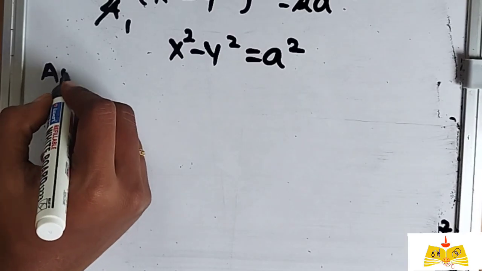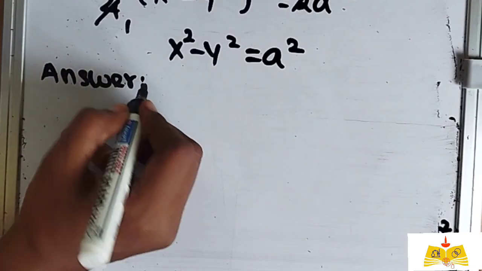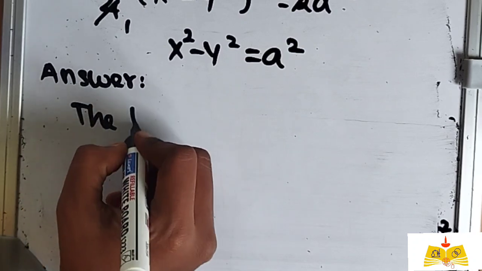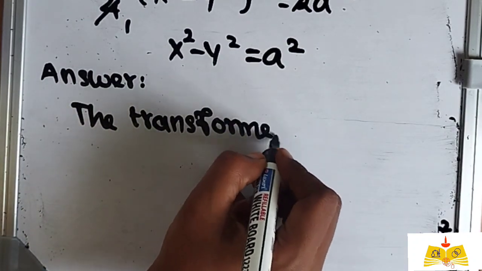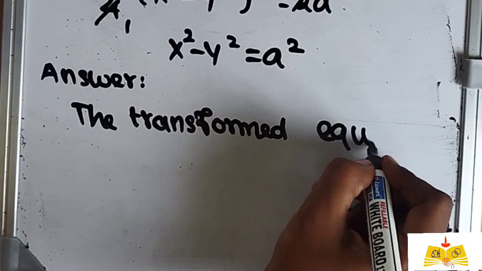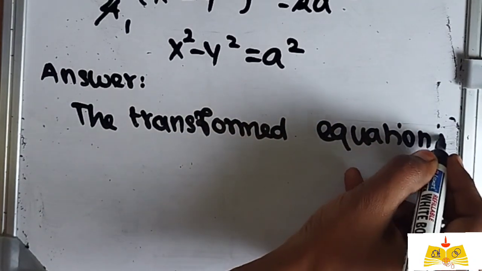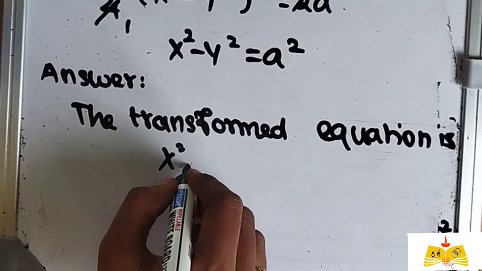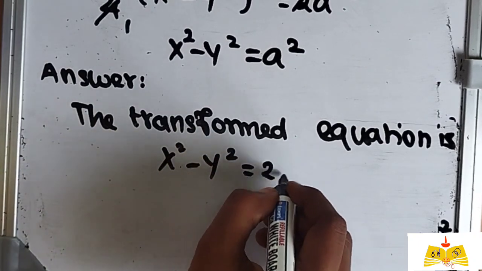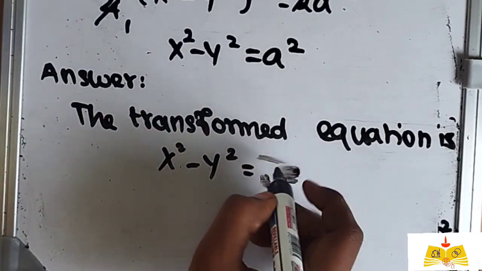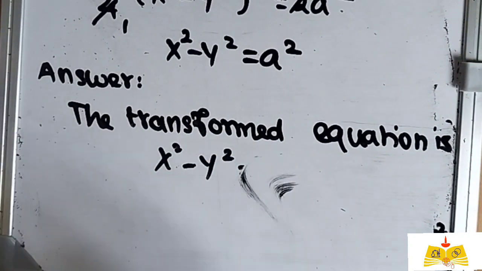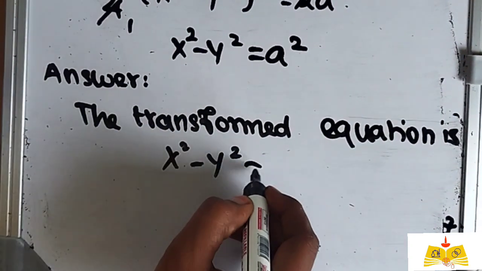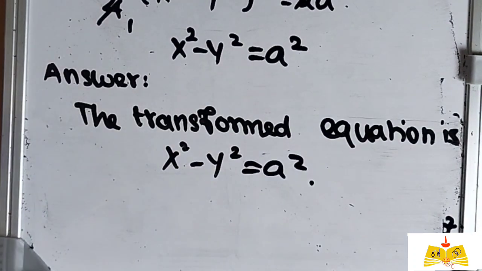So I can write the answer clearly. What we have to find is the transformed equation. So I am writing the transformed equation is x squared minus y squared equals a squared. This is the answer. I hope you all are clear with this sum. Thank you.